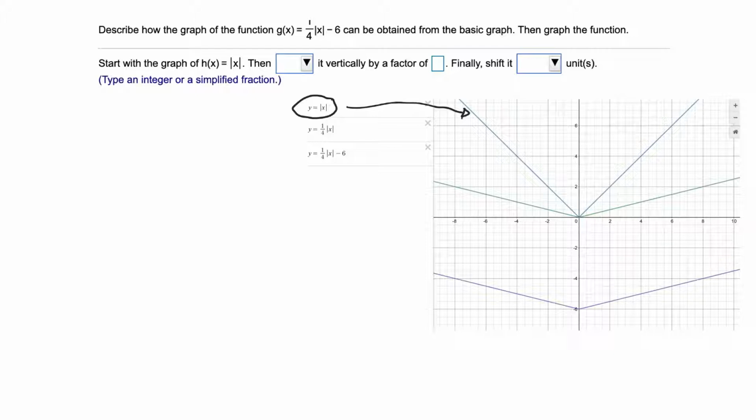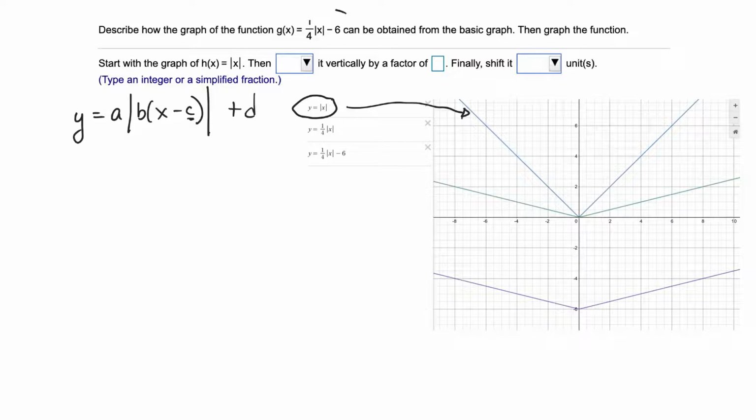So if I were to write the general transformation equation for this one, it would look something like this. So y is equal to a absolute value of bx minus c. There's other stuff here, but this is good for now. End of absolute value plus d.